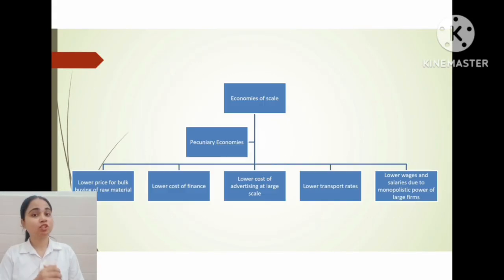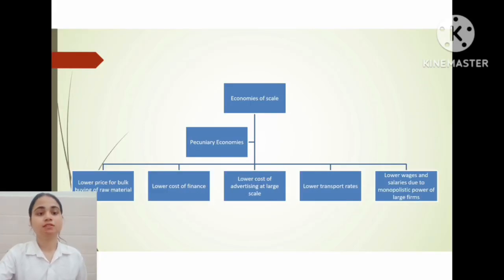In economies of scale, first we will study the real economies, and the second part is the pecuniary economies. We will now discuss the pecuniary economies in five further parts. First one is lower price for bulk buying of raw material. Second one is lower cost of finance. Third one is lower cost of advertising on a large scale. Fourth one is lower transport rates. Fifth one is lower wages and salaries due to the monopolistic power of the large firms.